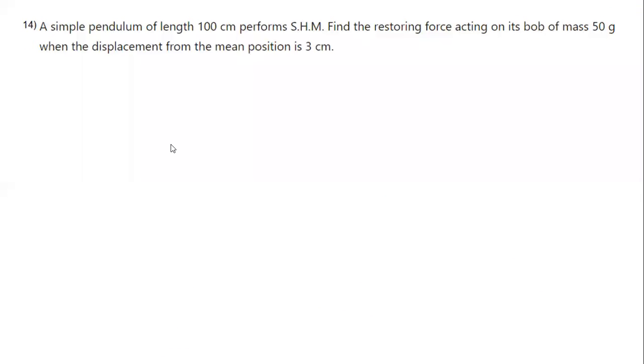Question number 14 from exercise of oscillation. A simple pendulum of length 100 centimeter, so here length is 1 meter, performs SHM. Find the restoring force acting on its bob of mass 50 gram. This is a mass, so 50 gram means 50 into 10 raised to minus 3 kg, or you can write 5 into 10 raised to minus 2.